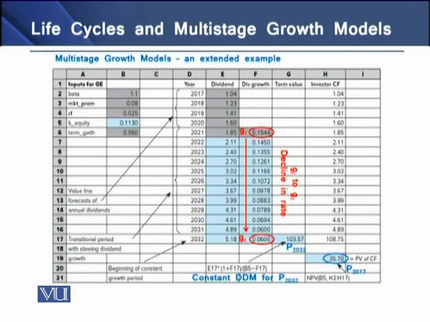Now, to understand the multi-stage growth model, we have an extended example here, and in this extended example we have certain inputs for the company in the form of beta, market risk premium, risk-free rate, cost of equity, and the growth rate. We have yearly data from 2017 to 2032, and the accompanying dividend per share we have here. Then we use the growth rate. We see that the growth for the initial phase is till 2021, which is 15.44%, and the growth for the terminal year is only 6%, and between these two growth rates the growth rate is declining during that transitional period.